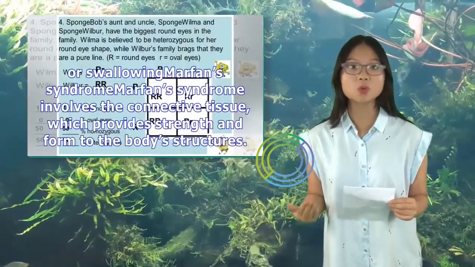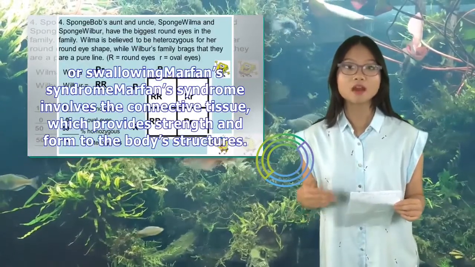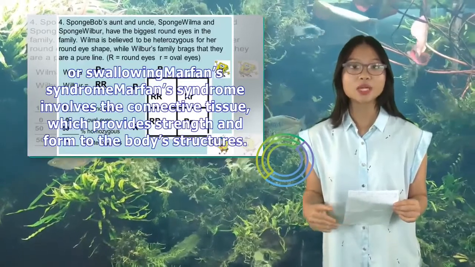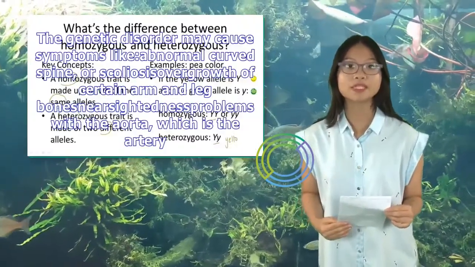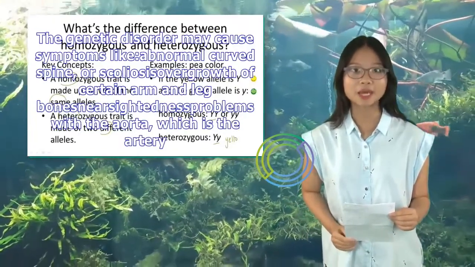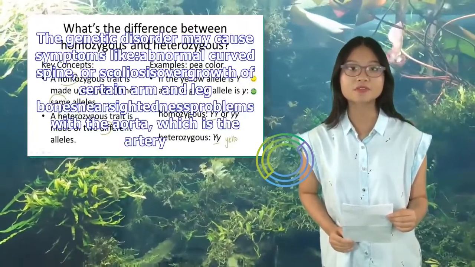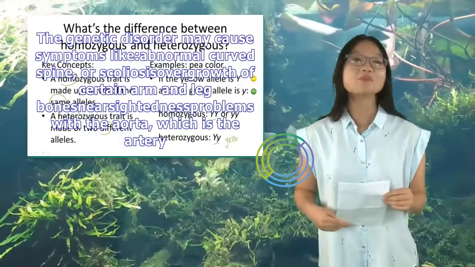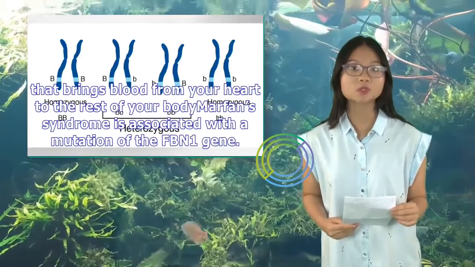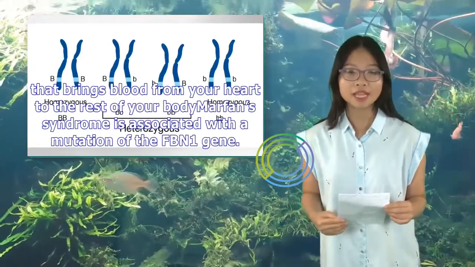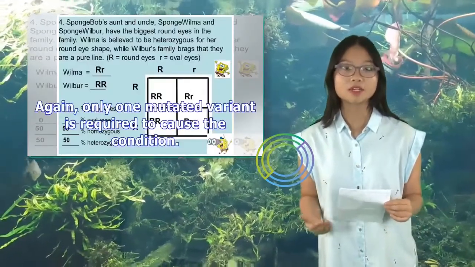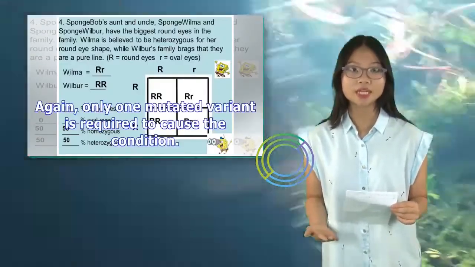or swallowing. Marfan's syndrome. Marfan's syndrome involves the connective tissue, which provides strength and form to the body's structures. The genetic disorder may cause symptoms like abnormal curved spine, or scoliosis, overgrowth of certain arm and leg bones, nearsightedness, problems with the aorta, which is the artery that brings blood from your heart to the rest of your body. Marfan's syndrome is associated with a mutation of the FBN1 gene. Again, only one mutated variant is required to cause the condition.